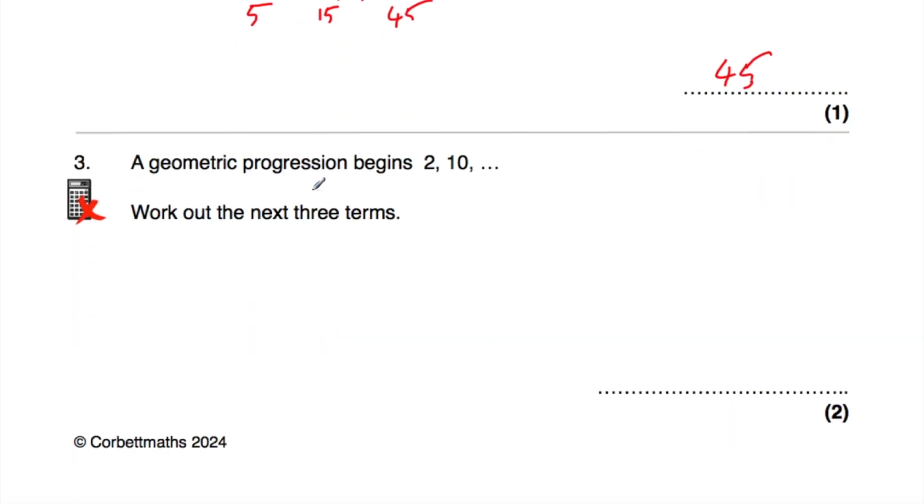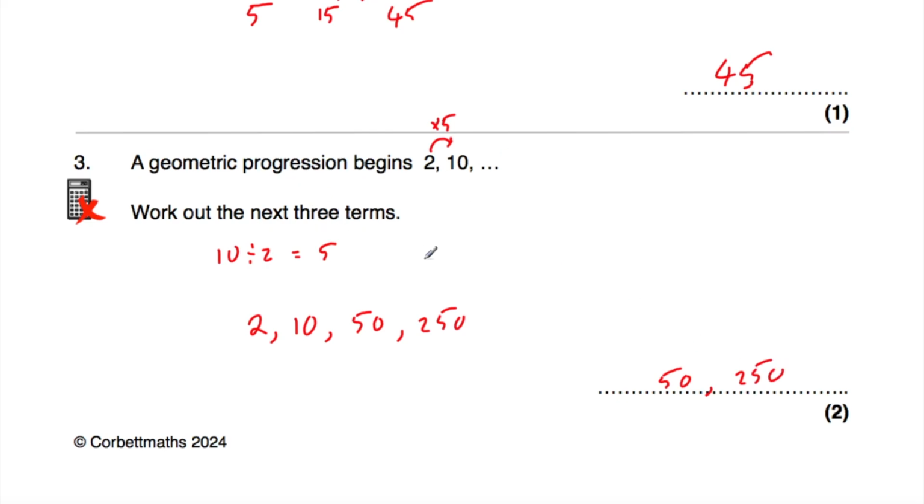Question number 3 says a geometric progression begins 2, 10, and so on. We've been asked to work out the next 3 terms. It's similar to the last question, but this time rather than just finding the next term, we want to find the next 3 terms. Let's start by taking our 10 and dividing it by 2. That's equal to 5, so each time we're multiplying by 5. If we start off with 2, times 5 gives us 10. Times 5 again gives us 50. Times 5 gives us 250. So we've got 50, then 250, which are our next 2 terms.